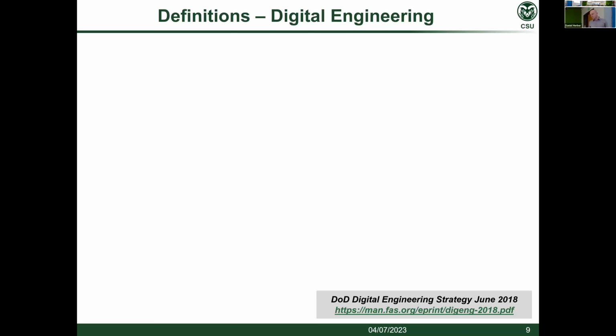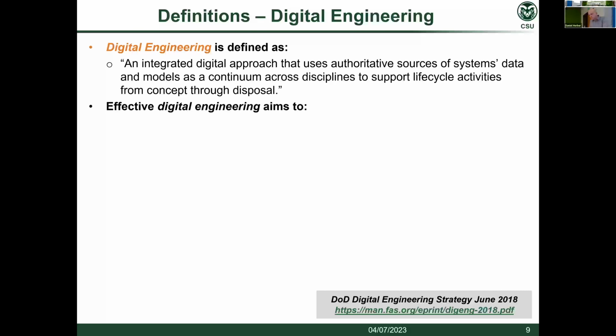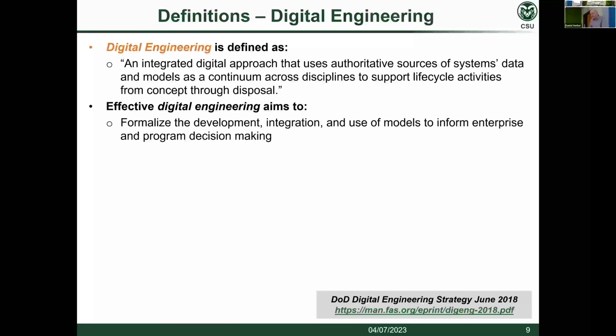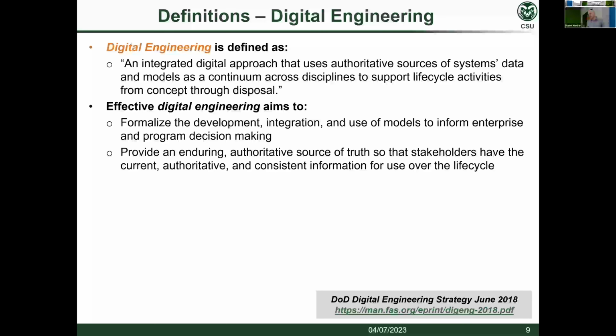So digital engineering. Digital engineering is defined as an integrated digital approach that uses authoritative sources of systems, data, and models as a continuum across disciplines to support lifecycle activities from concept to disposal. So, let's break down this definition a little bit. An effective digital engineering strategy aims to do a few different things. It seeks to formalize the development, integration, and use of models to inform enterprise and program decision-making. It seeks to provide an enduring and authoritative source of truth so that stakeholders can have current, authoritative, and consistent information for use over the life cycle.